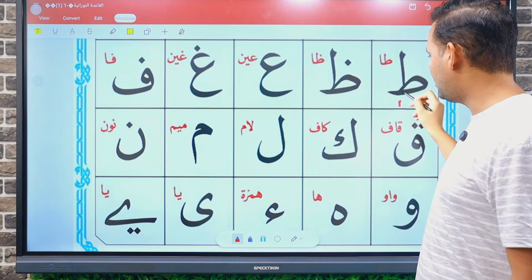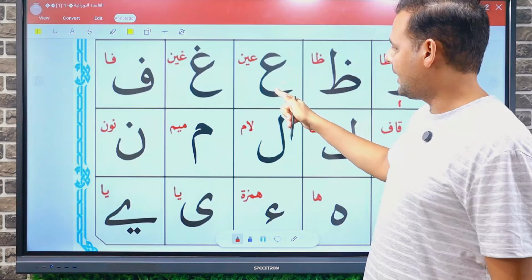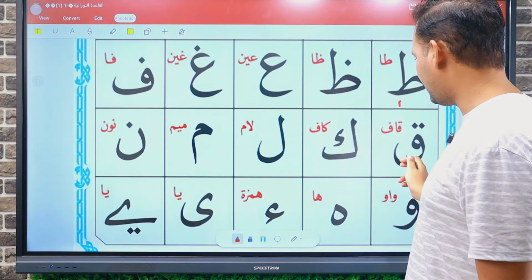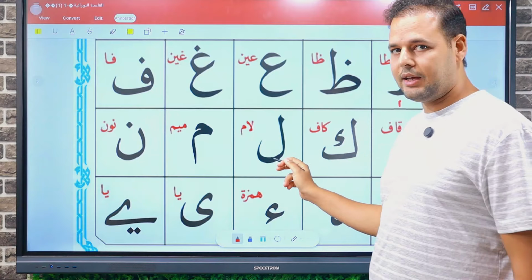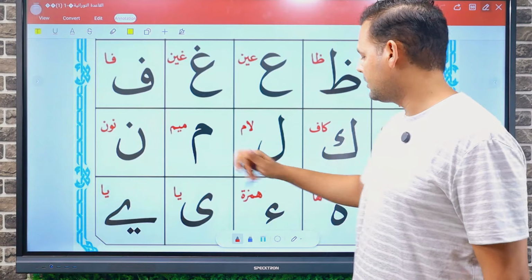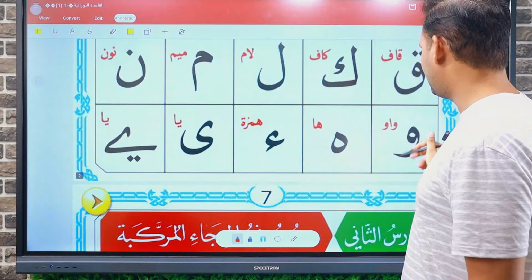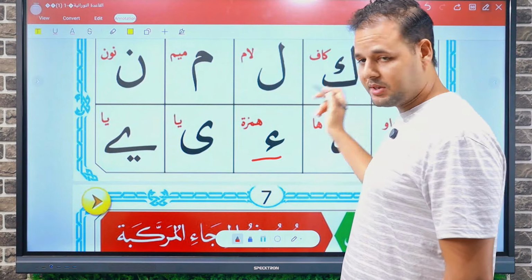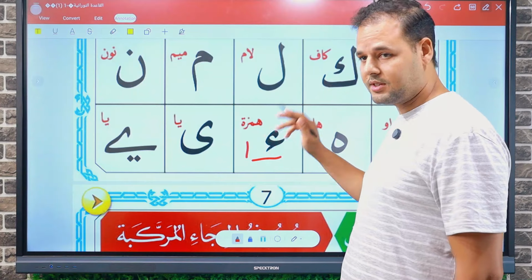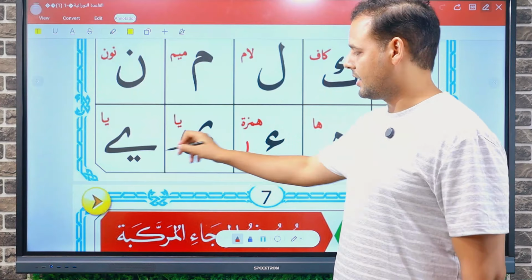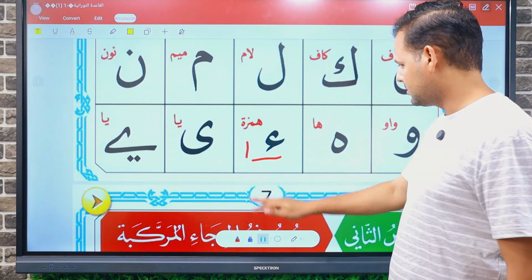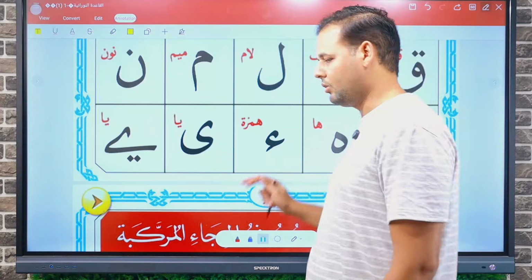So we have ta, dha, a, gha, and then fa, qa, ka, la, ma, na, and then wa, ha, and then this is a, the same as the first one. Remember the first one is the same thing. And then ya, they're both the same shape. Now these are the alphabet. These are all the alphabet as we know it.